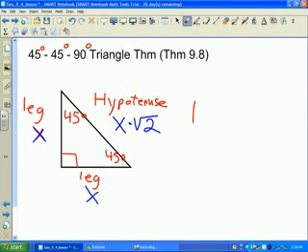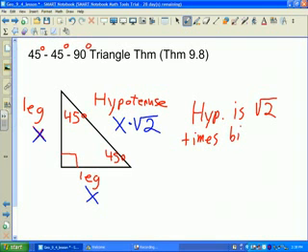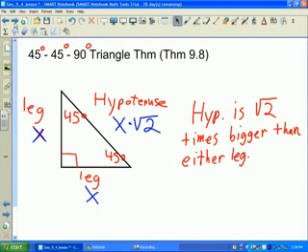So, you can say otherwise, the hypotenuse is square root 2 times bigger than either leg. And this is what we're going to concentrate on. Give you a moment to finish that up.